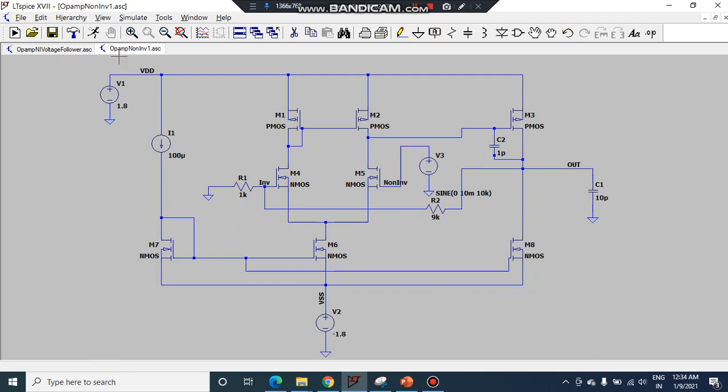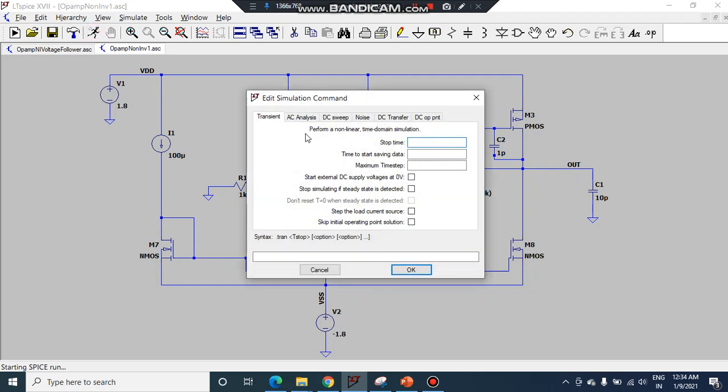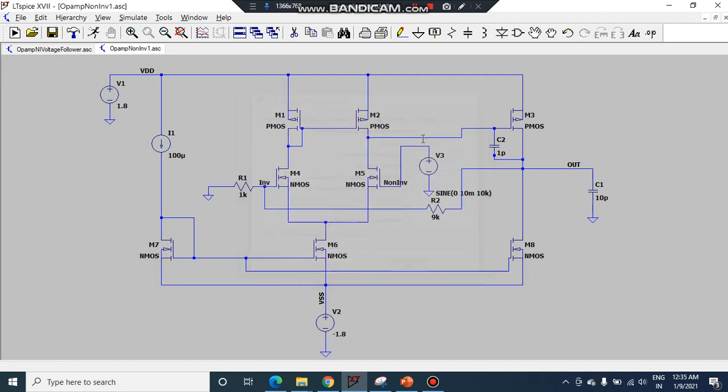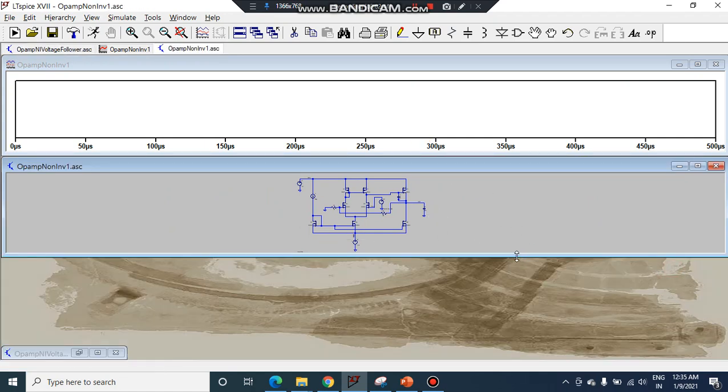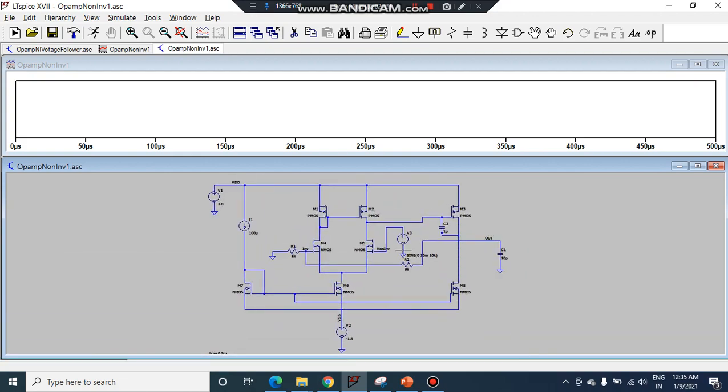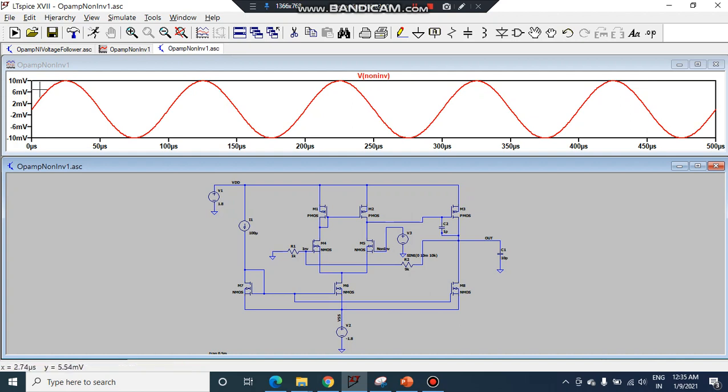So let us simulate this for transient analysis. So I go for transient. Again, I select time to be 0.5 millisecond so that I have 5 complete cycles of my input. So now I select the input, and I can see that it is a sinusoid of peak to peak 20 millivolt.